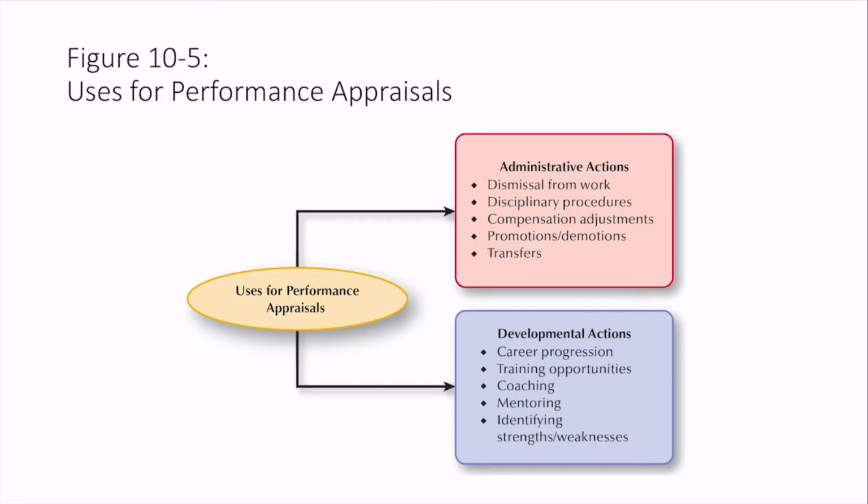Now, Figure 10.5 just shows us the two ways that you can use performance appraisals. There's other ways also, but you have the administrative actions here, which will either promote that person to higher levels of authority or be cause for dismissal. And then you have a developmental action that performance appraisals serve, and that's to identify strengths and weaknesses so that you can train. It also offers a means of career progression and so forth.